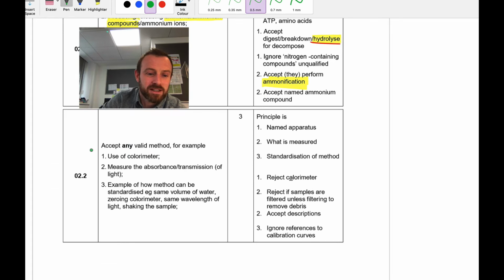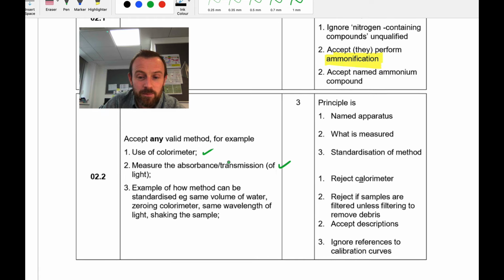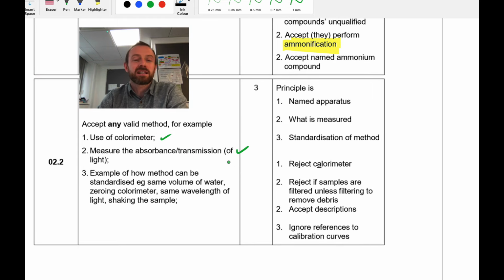Standardization. This is the bit which I missed. Okay, so colorimeter, yeah, that gives you 1 mark. Measure the absorbance or transmission of light, that gets you the 2nd mark. Some form of standardization. It kind of goes without saying, but you do need to say it.